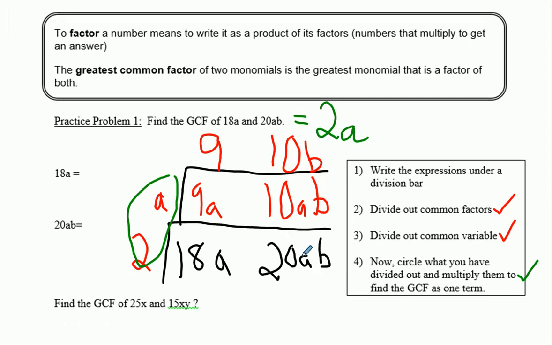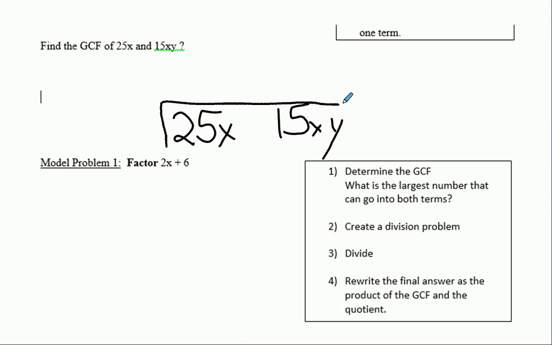Okay, now I want you to try the next one on your own. Here we go, 25x and 15xy. So your first step is going to be to write them underneath a division bar together and follow the steps that I just went over. So pause the video, take a moment, try that out. You can think, pair, share it, so do it yourself for about a minute. Compare with a partner, and then get ready to share your answers before we go over it together.